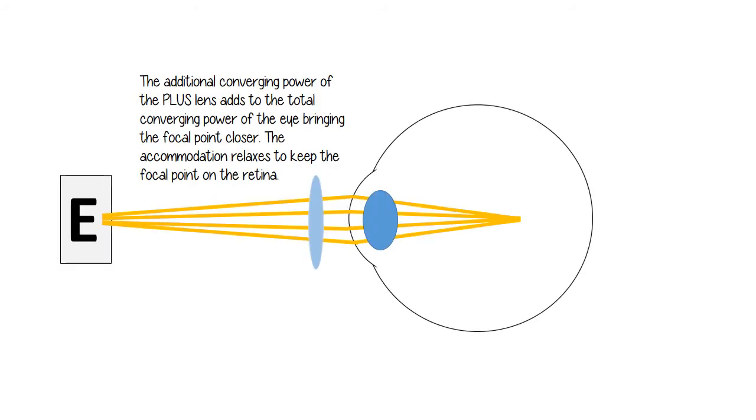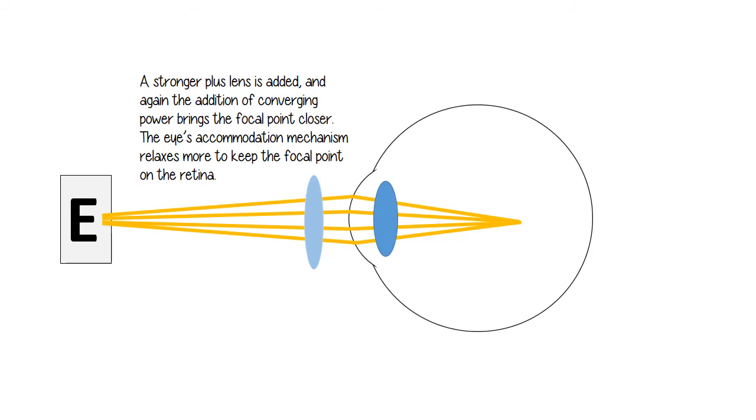So we added our first plus lens, and the additional converging power of that lens aids the eye's own crystalline lens in bringing the focal point closer. So the eye can relax its accommodation a little bit because it has that additional power of the plus lens. It can relax its own plus lens a little bit and still have the focal point on the retina. So then we add a stronger plus lens.